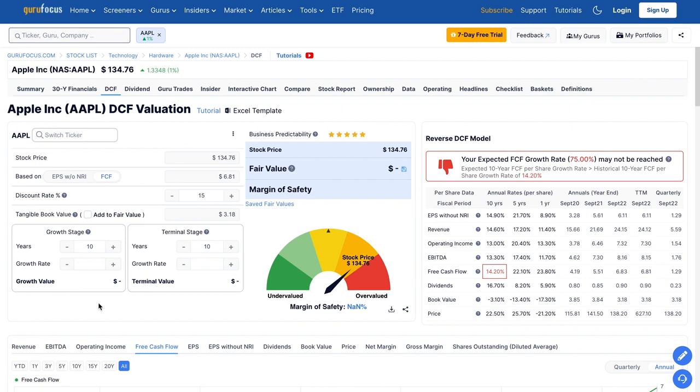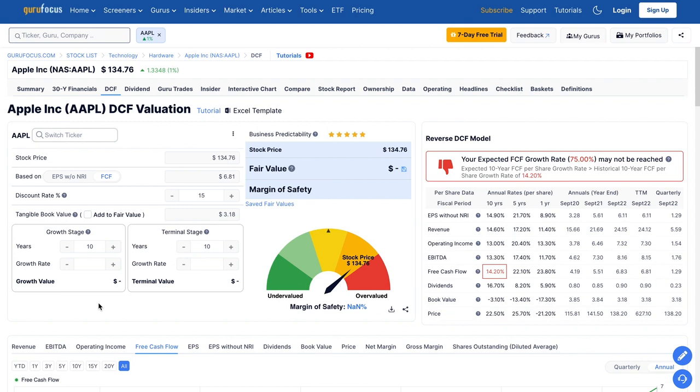A reasonable starting point for this is to take their growth rate for their free cash flows over their last 10 years and just give that as a baseline projected estimate for the future. So this is assuming that Apple would continue to perform exactly as they have over the previous 10 years in terms of their next 10 years.